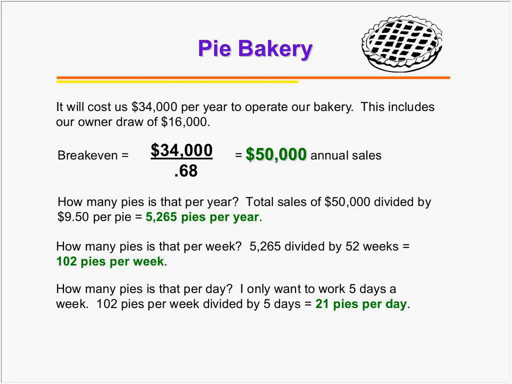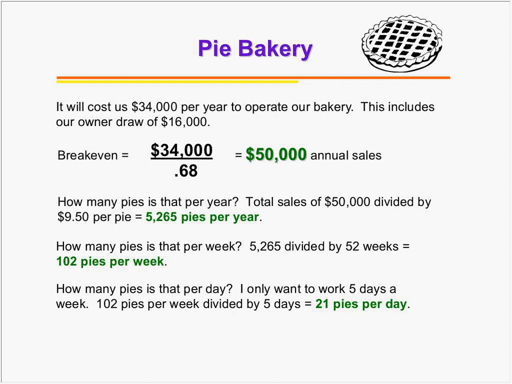Now, let's break this down. It's the same way we just did on the napkin test. It will cost us $34,000 a year to operate the bakery. This includes an owner's draw of $16,000. So break-even equals the $34,000 divided by our gross profit margin, so we're going to have $50,000 in sales, annual sales. Well, how many pies is that a year?